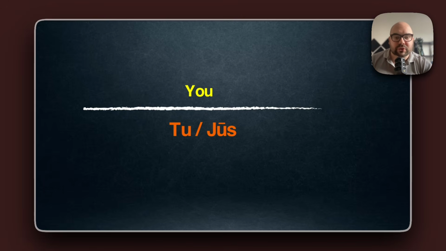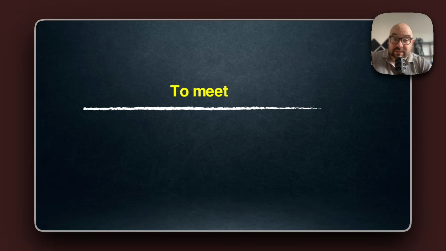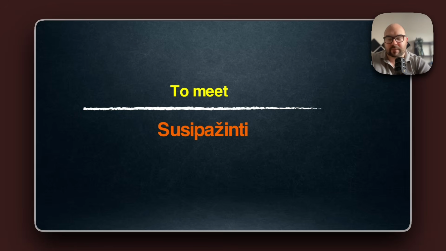Now, to meet would be susipažinti. To meet could also be susitikti, which would mean to meet at some specific place. But susipažinti means basically to meet for the first time, to introduce yourself, to get acquainted. So to meet, susipažinti.